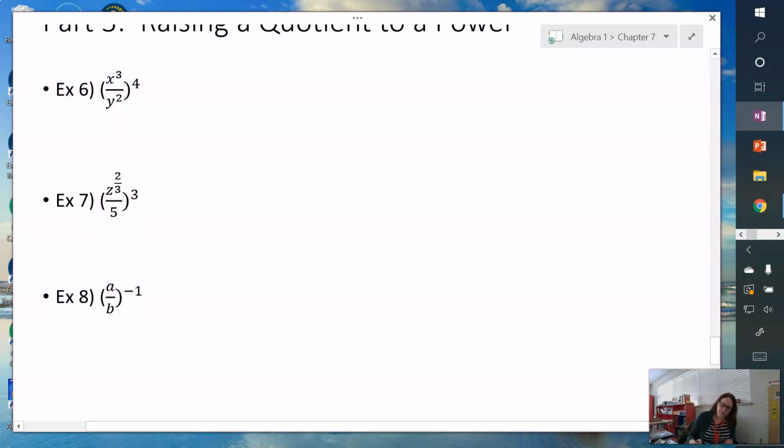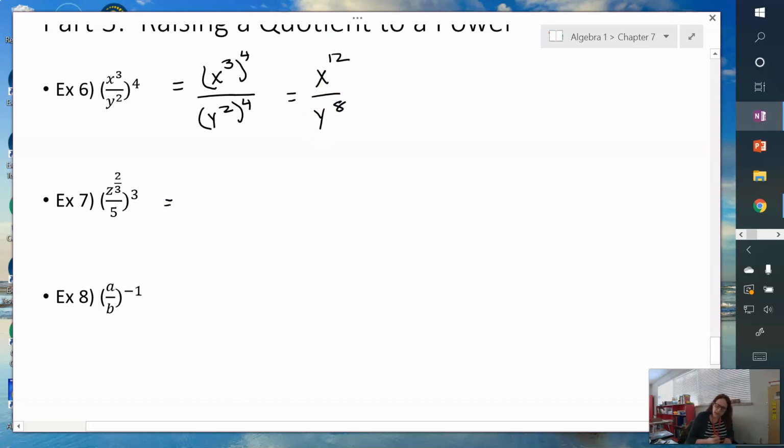Example 6, I have x cubed over y squared to the 4th. So I'm going to get x cubed, raise that to the 4th. That's my numerator. My denominator is y squared. Raise that to the 4th. And then remember from last time, section 7.3, when I raise a power to a power, I multiply those exponents. So I get x to the 12 over y to the 8th.